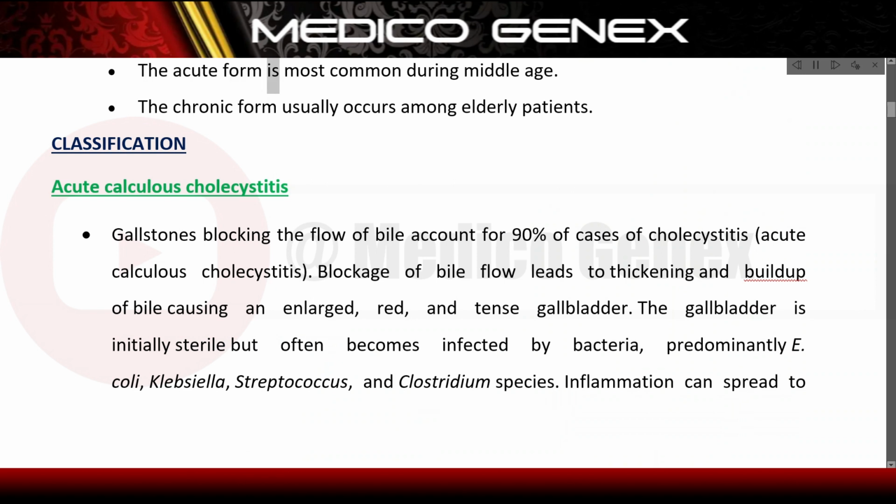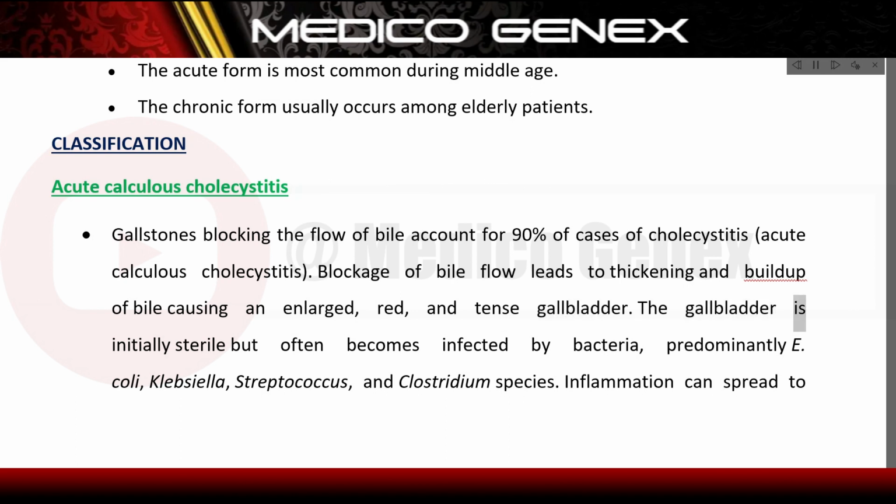The acute form is most common during middle age. The chronic form usually occurs among elderly patients. Classification. Acute calculous cholecystitis. Gallstones blocking the flow of bile account for 90% of cases of cholecystitis, acute calculous cholecystitis. Blockage of bile flow leads to thickening and buildup of bile causing an enlarged, red, and tense gallbladder.